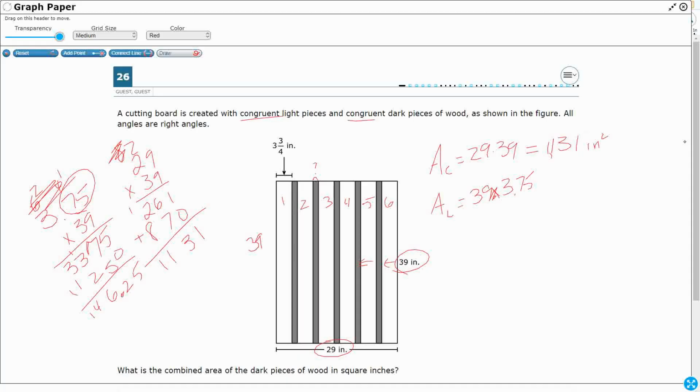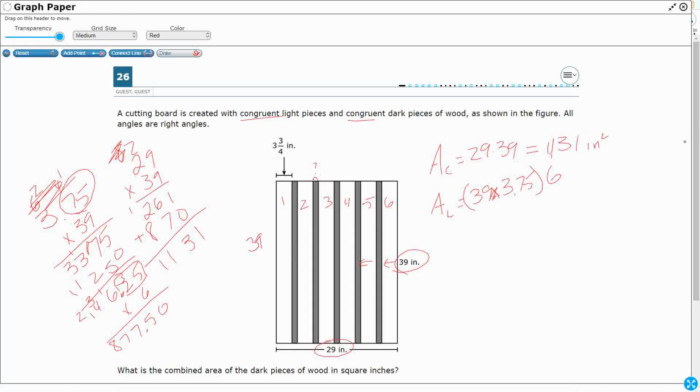So if I need to find the area, the combined area of the light, it's going to be 39 times 3.75, all of that times 6, because there's 6 of them. So let's multiply that by 6. 30, that's 12, that's 15. That's 36, 37. That's 24, 27. And that's going to be 8. 2 digits behind the decimal, 2 digits behind the decimal.